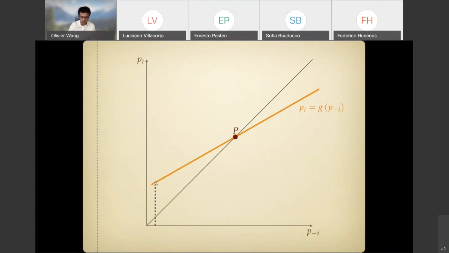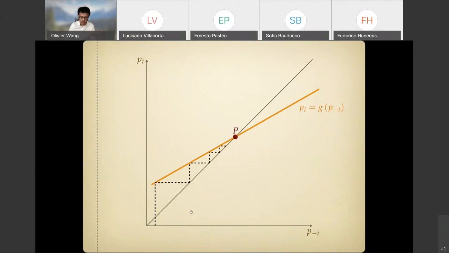Now, if firm I gets an opportunity again, it's not going to do anything until firm minus I gets to adjust, because the best response has not changed. So nothing's going to happen until the other firm gets to adjust. When the other firm gets to adjust, it's going to look at the price of firm I at this time. The price of firm I is given by projecting this on the 45-degree line, and so it gives you this point.